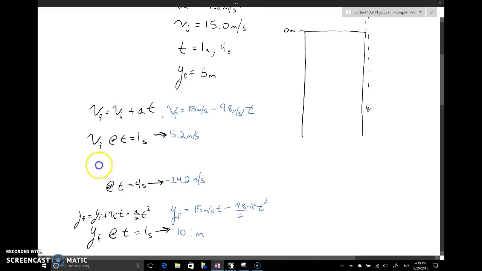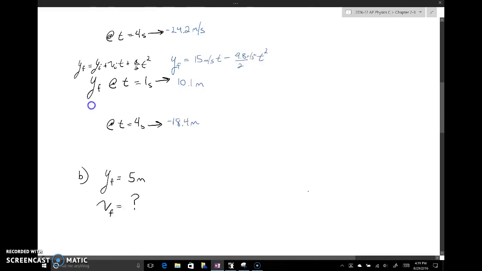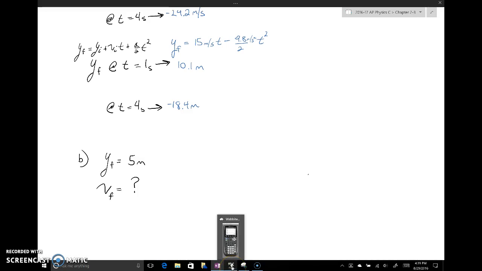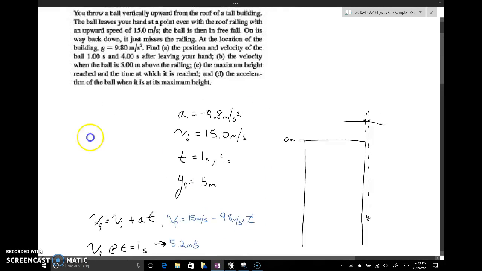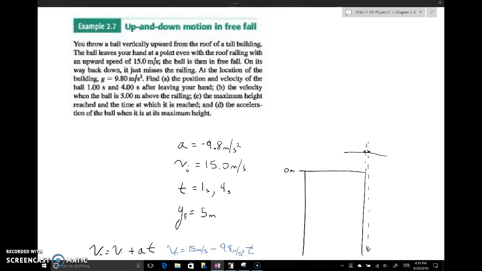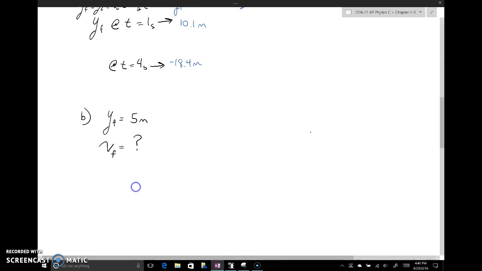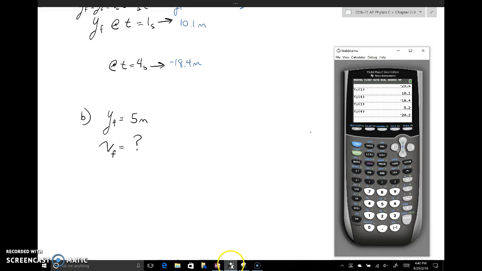So B says we want to find the velocity of the ball when it's 5 meters above the railing. We need to figure out when that happens. One way we could do this is with a substitution. Another way we could do it is to solve it as a two-step problem and figure out at what time is the ball 5 meters in the air, and then determine how fast it was going at that time. So we could, on our calculator, solve that.